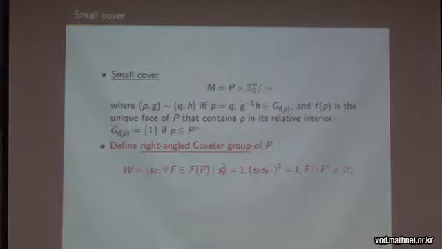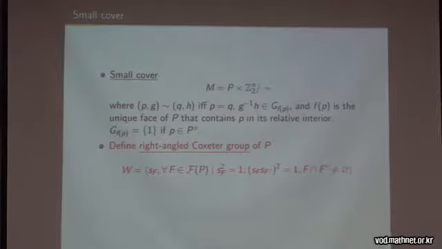Next, we define the right-angled Coxeter group of the polytope. Each facet of the polytope determines a generator of the Coxeter group, and it has two kinds of relations. The first is the reflective relation, and the second is a commutative relation for each codimension 2 face in P.